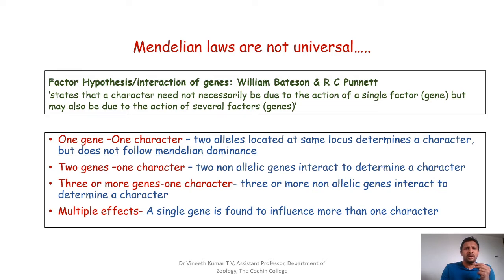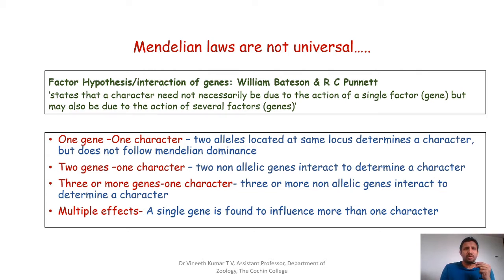They discovered that the different interactions come mainly under four heads. The first is one character and one gene, where a character is controlled by a particular gene and its pair of alleles, that is, the two alleles of a particular gene, but they do not depend on Mendelian dominance. Their expression is different from normal Mendelian dominance. They act differently from the dominance suggested by Mendel. That is the first one.